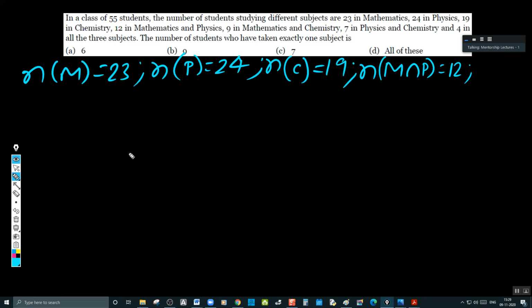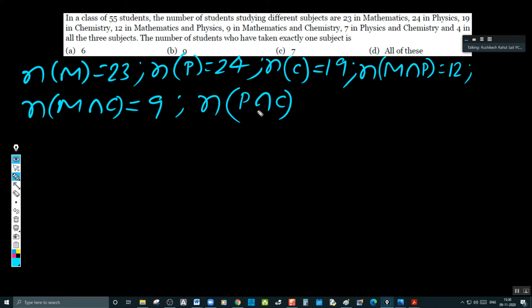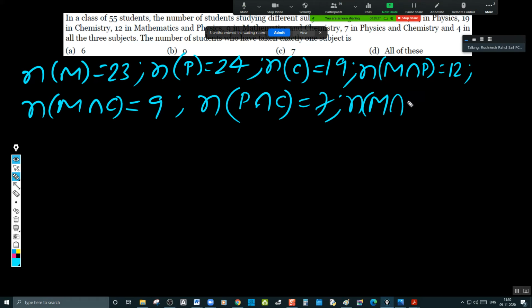Next. N of M intersection C. P, no? M intersection, how much is it? 9. N of P intersection C, how much is given? 7. Now N of M intersection P intersection C, 4. So what is it that we need here?